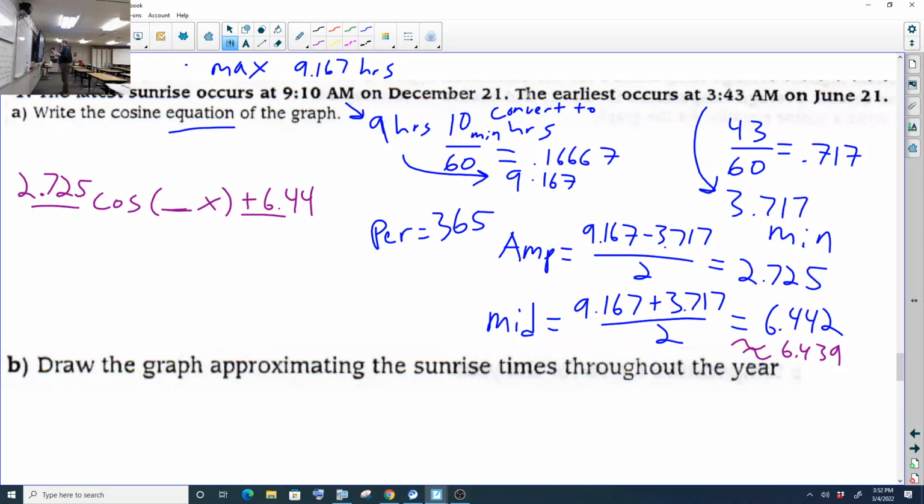Okay, beautiful. And last but not least, the period is 365. Now remember that the period 365 goes in the bottom, and it's the b value, right? This is actually the b value, and so the b value equals 2 pi over the period, which is over 365. So that means we need the 2 pi on top. Okay, there we go.